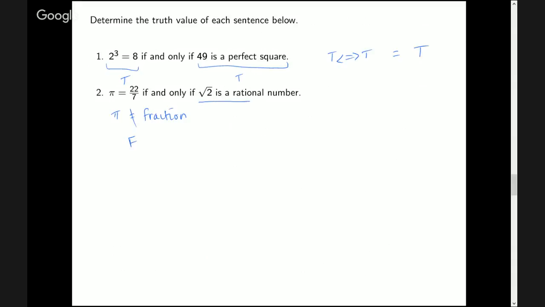And square root of 2 is a rational number, true or false? False. False, if and only if false? True. Here again, square root of 2 is not equal to a fraction. We actually end up proving that in this class, last half of the semester. It's actually a very, very famous proof that goes back to the time of the Greeks.